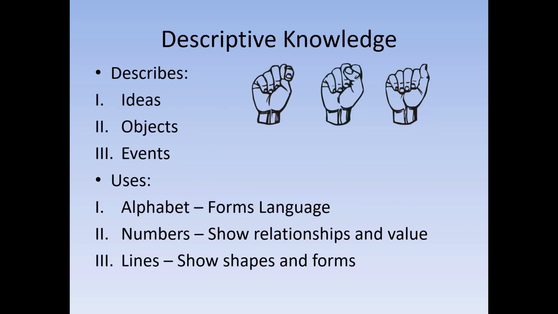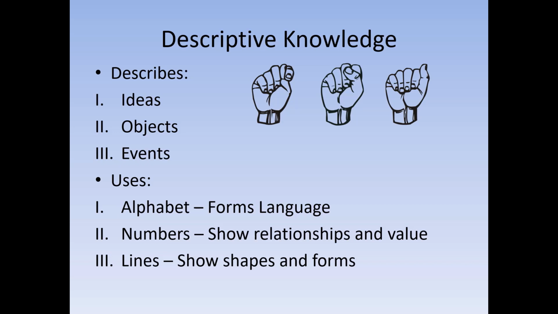Also, descriptive knowledge. Descriptive knowledge is what you would do in math and ELA class. It describes ideas and objects and events. But how does it do that? It uses various symbols. It uses alphabets and numbers to show relationships and value, and uses lines, shapes, and forms.